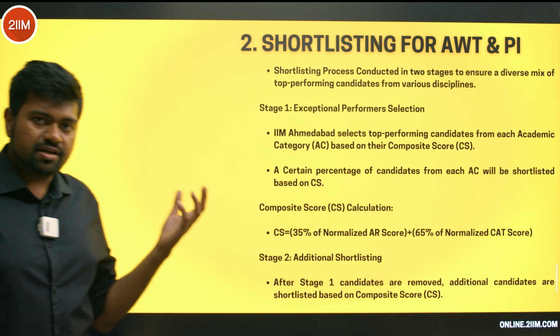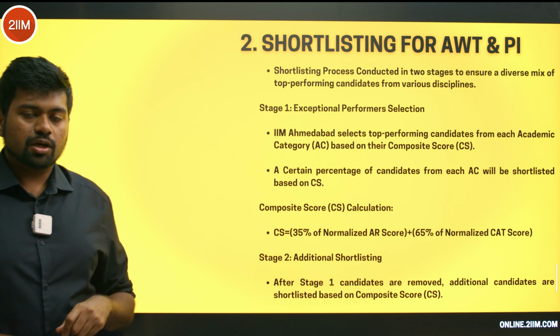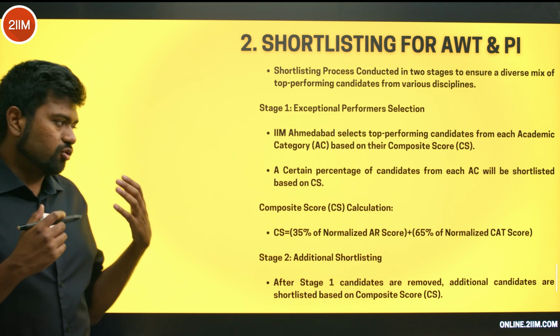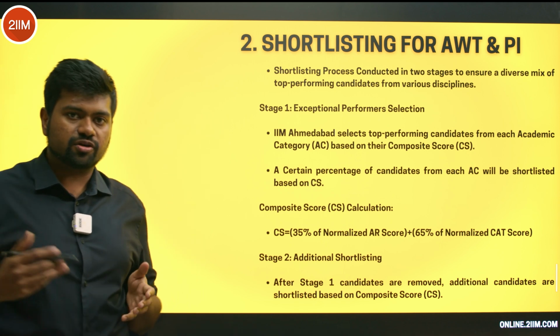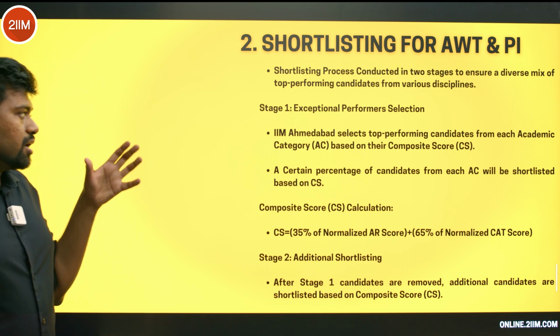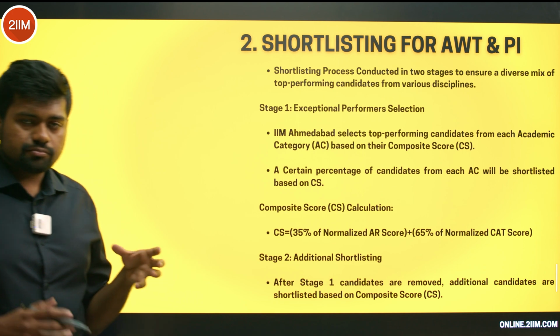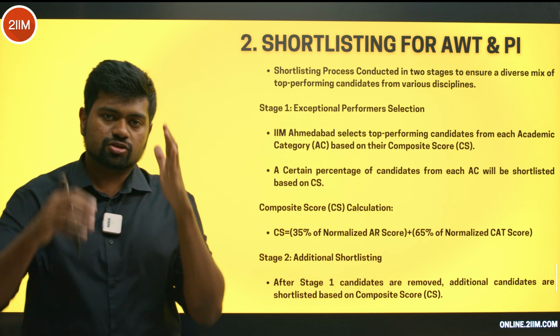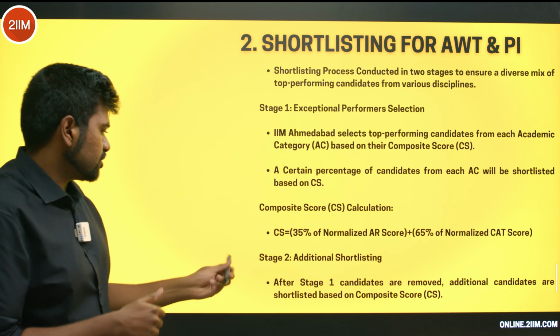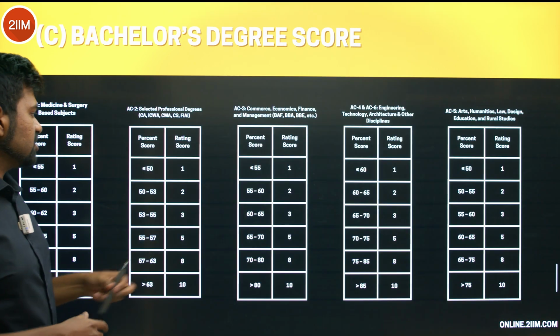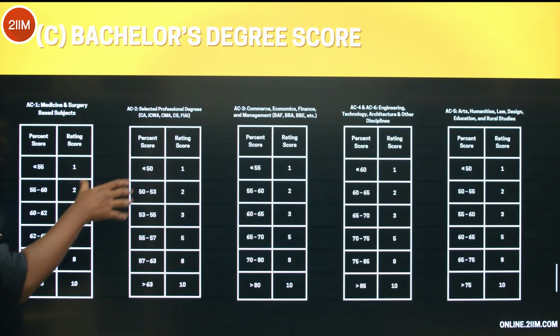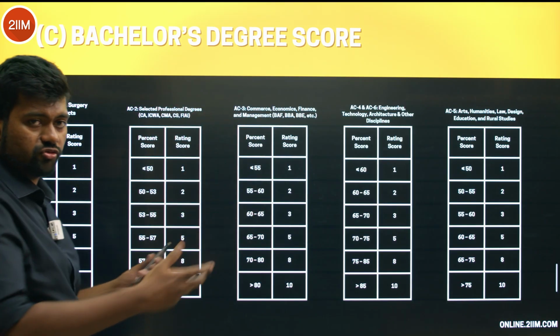Now, like I said, there's a stage 1 and a stage 2, and this is for IIM Ahmedabad. Other IIMs may have different criteria. IIM Ahmedabad has a stage called Exceptional Performer Selection. Basically, what IIM Ahmedabad is doing is it's looking at all these different categories that we just saw. We saw these ACs, right? AC1, AC2, AC3, and so on and so forth.